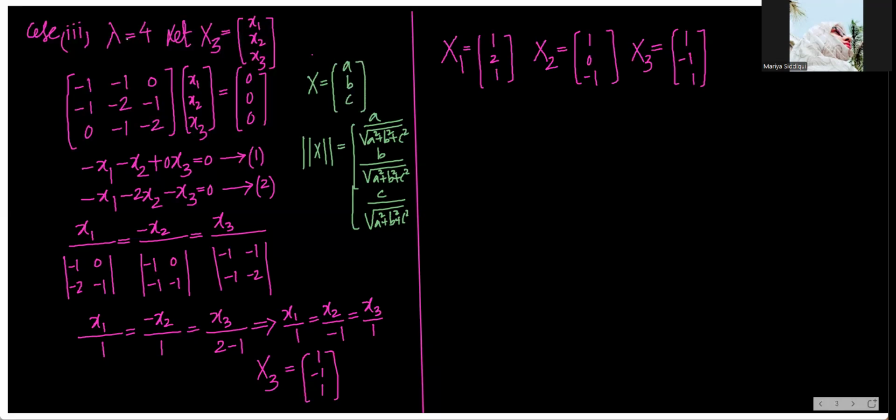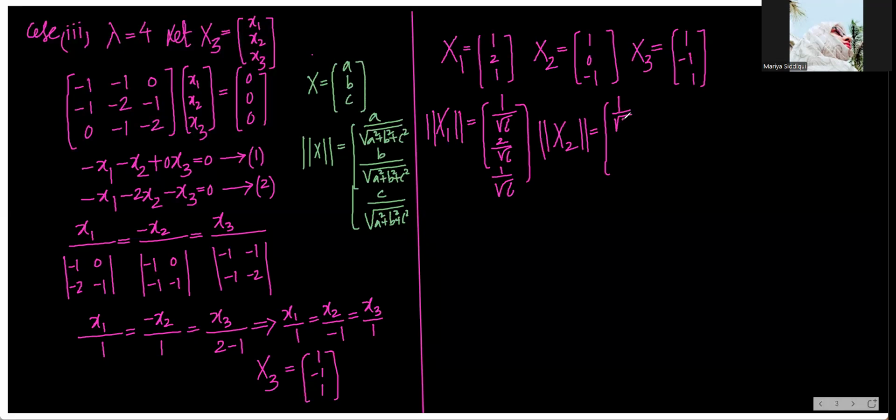So let us find the normalized form of x1. It is 1 by root of 1 square plus 2 square plus 1 square, which means root 6. So the entries are 1 by root 6, 2 by root 6, 1 by root 6. Similarly, the normalized vector of x2 is 1 by root 2, 0, minus 1 by root 2, because 1 square plus 0 square plus minus 1 square is 2.